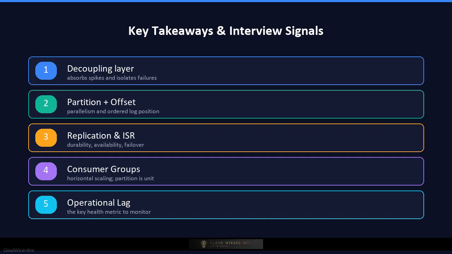Fifth, operational health is measured by consumer lag, throughput, and latency, and you should design dashboards and alerts around those. If you can walk through this system with these 5 points, you will signal strong senior-level design thinking.